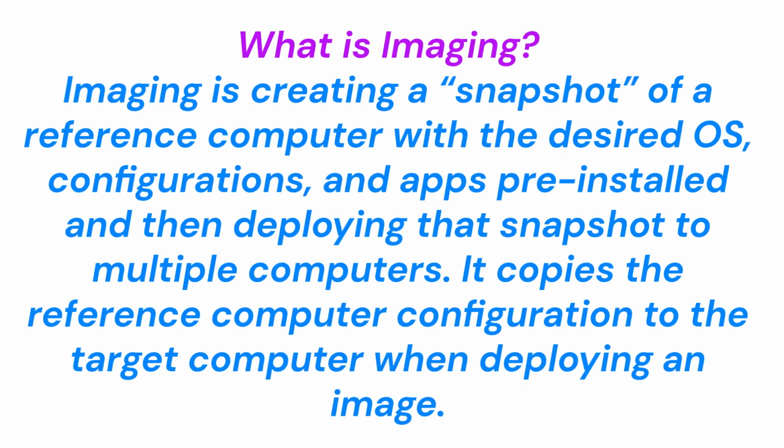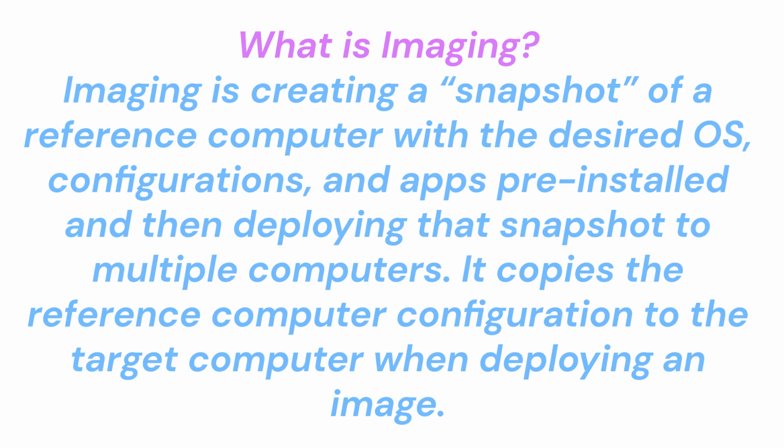Explore imaging and Autopilot. When deploying an operating system in any organization with over 100 computers, manual deployment of operating systems becomes impractical. Organizations employ methods such as imaging and Autopilot to automate and streamline this process. What is imaging? Imaging is creating a snapshot of a reference computer with the desired OS, configurations, and apps pre-installed, and then deploying that snapshot to multiple computers. It copies the reference computer configuration to the target computer when deploying an image. This method has been the preferred one in medium and large organizations for years.